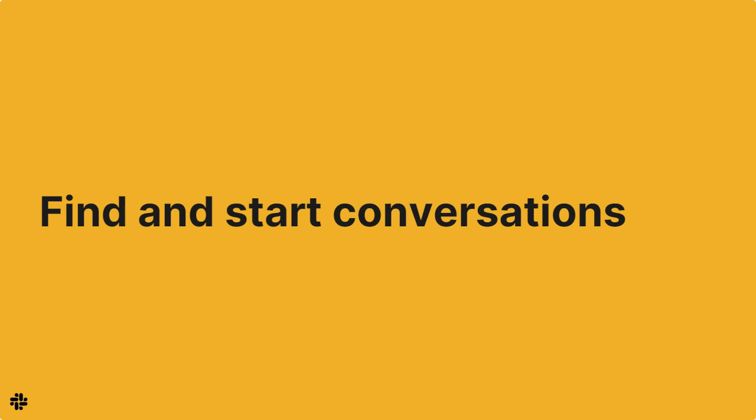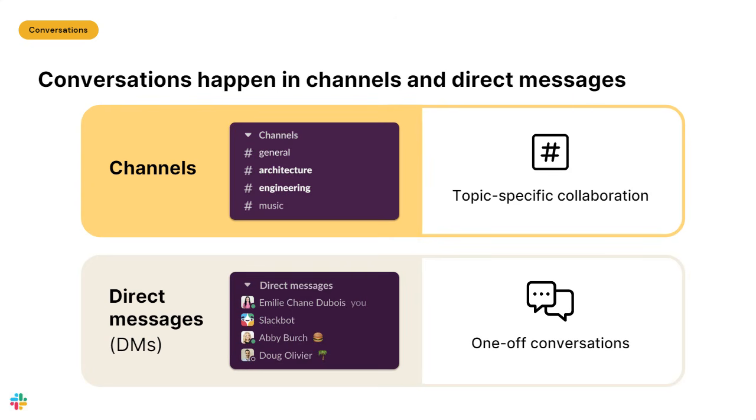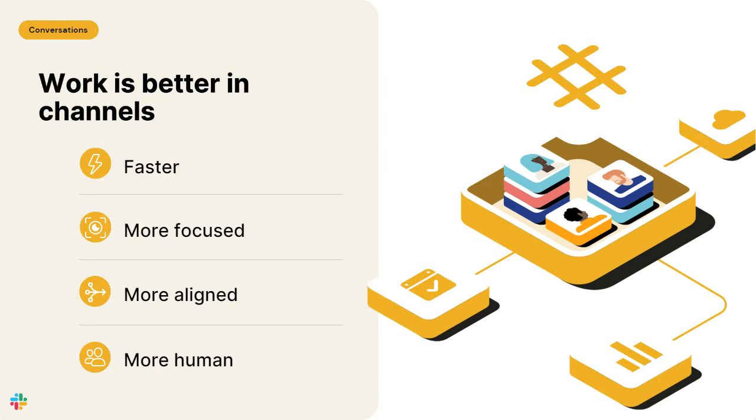Okay, so the first skill we are going to learn is how to find and start conversations. So in Slack, conversations happen in two different places. So channels are for focused topics of conversation, like for a specific project or team. And direct messages are for those one-off conversations. Like if I wanted to let Christina know that I'm running a few minutes late to a meeting. And 80% of communication usually happens in channels and 20% in DMs.